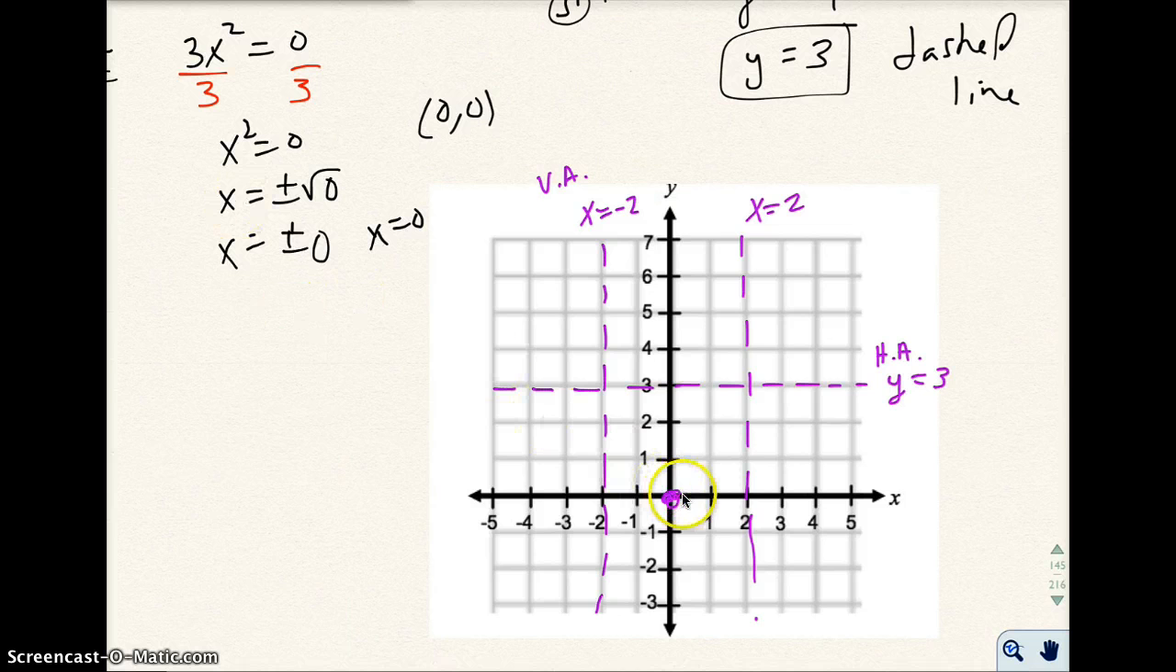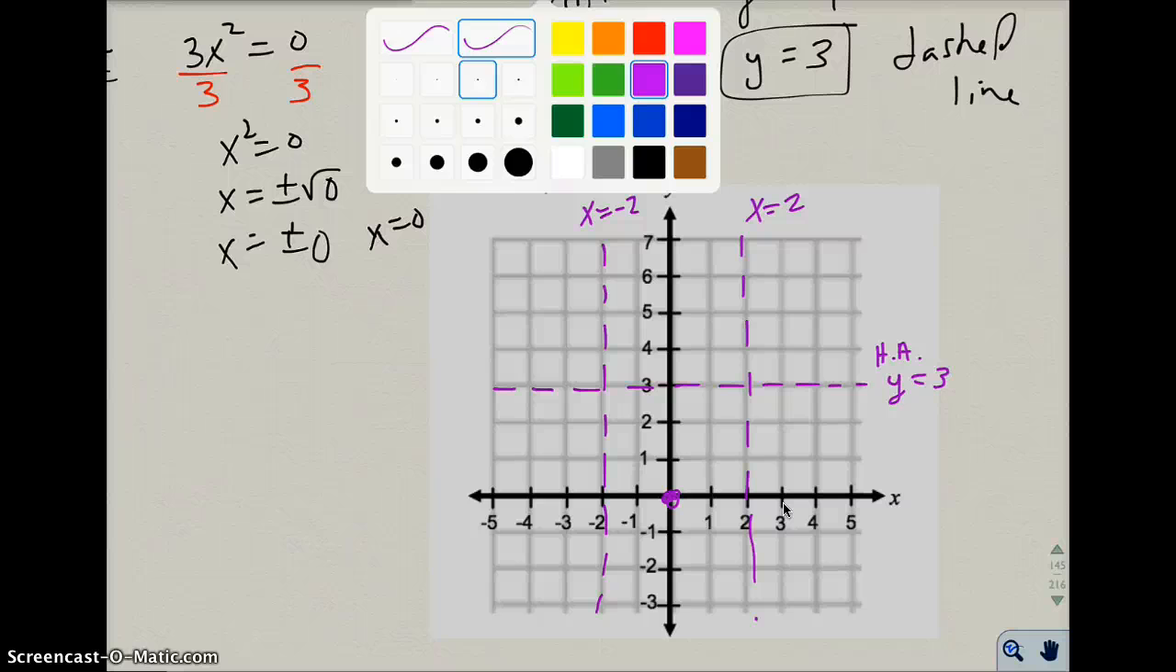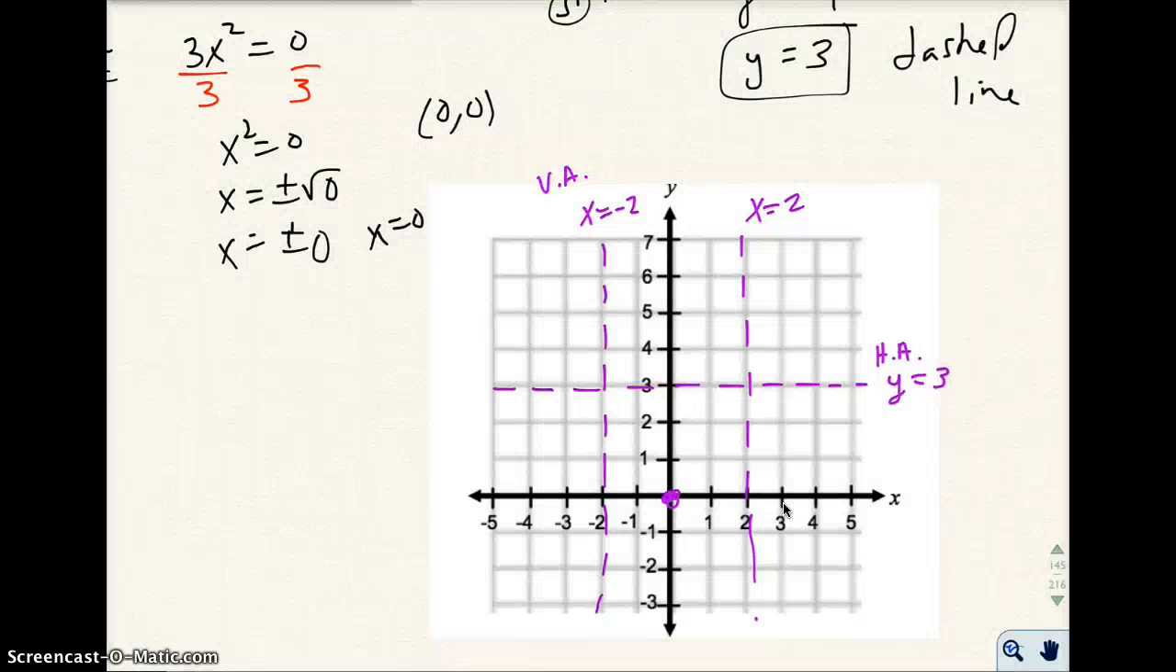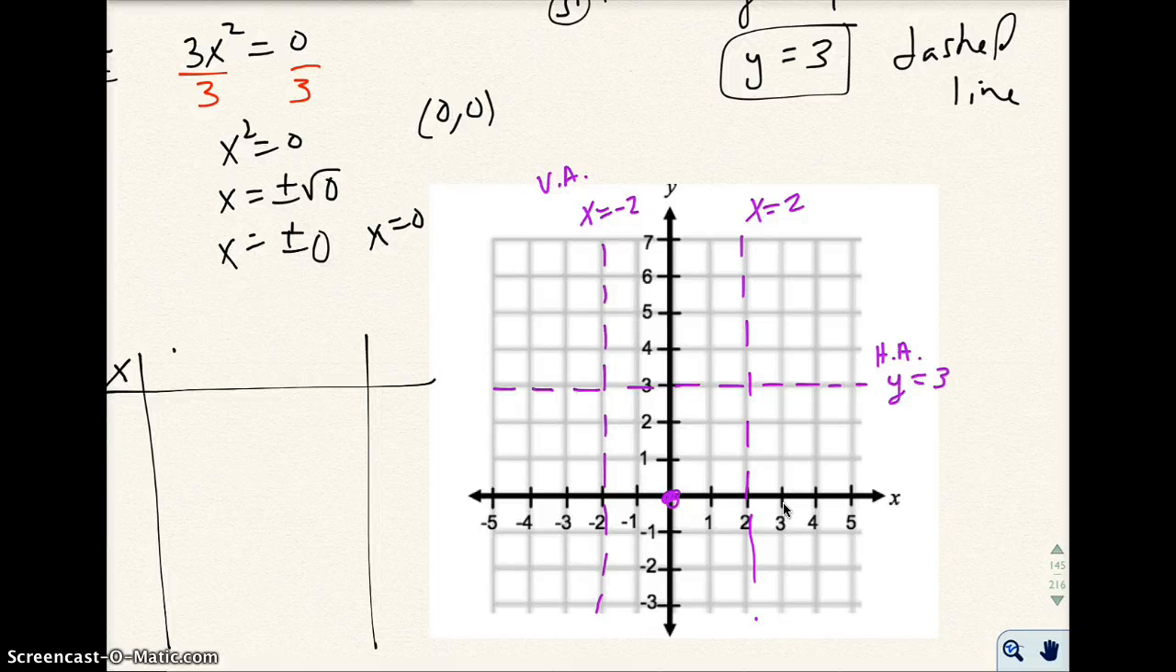So all I have is a point here and these asymptotes. I need a lot of extra help to give me the rest of the graph. That's why it's important to make a table or figure out some extra points. So I'm going to pick some values for x and figure out what y would have to be. I'm going to find some values over here.